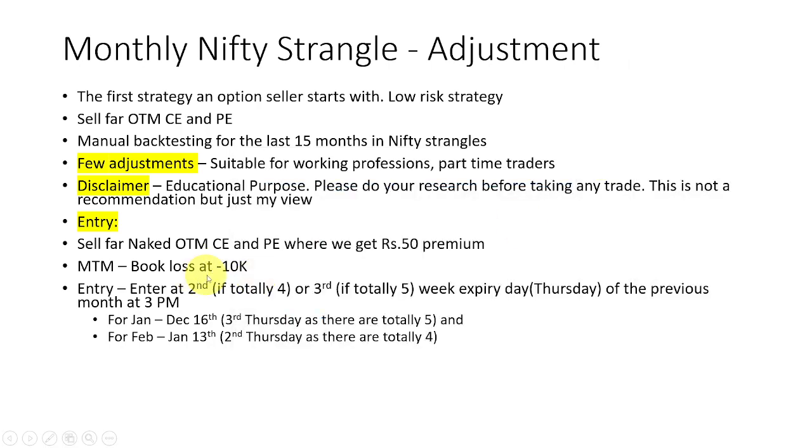Say suppose if there are 5 Thursdays, we are entering on the third Thursday of the previous month. If there are 4 Thursdays, we are entering on the second Thursday of the previous month for the current expiries. Exiting is on the expiry day. If we have not hit the stop loss, we'll be closing only on the last day at 3 p.m.